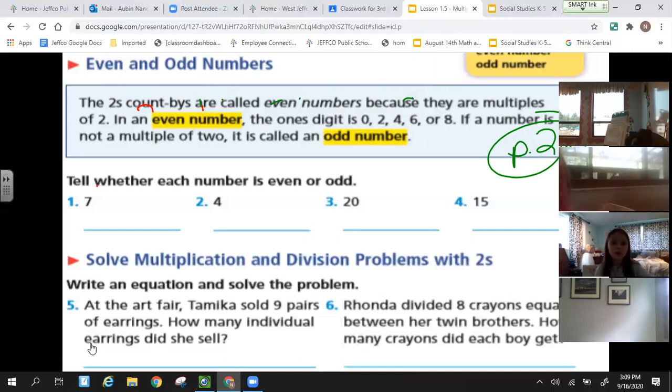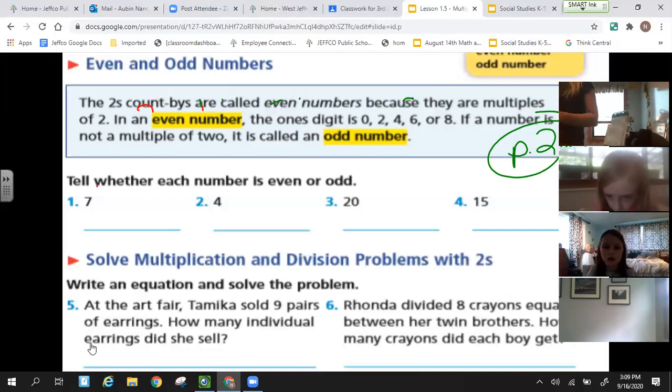So, anybody remember even and odd numbers? If something is even, it can be broken into 2 equal groups, right? If it is odd, it cannot be broken into equal groups. It is on the board, page 28.